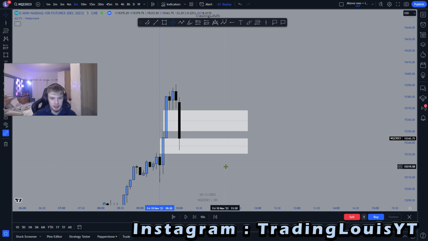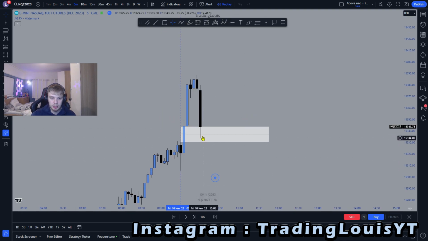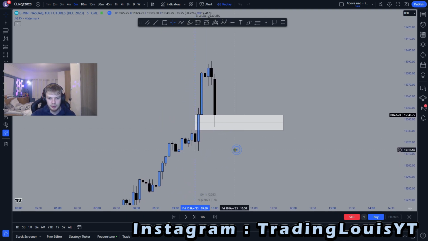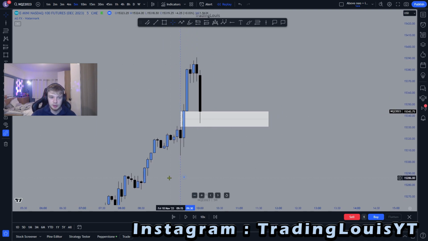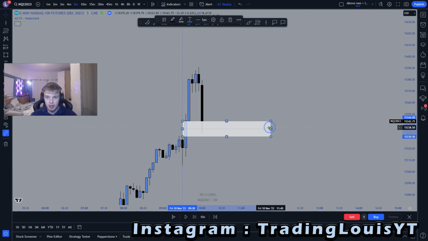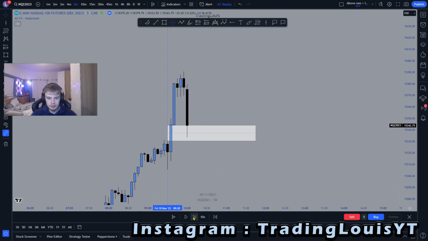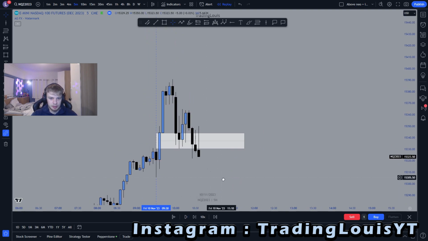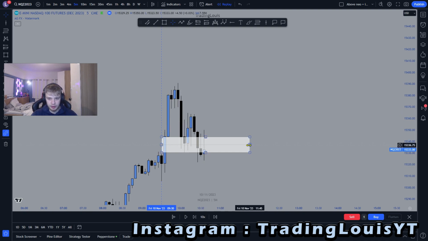So what I'm trying to say is, if you have 2 fair value gaps that are extremely close to each other, focus on the bottom fair value gap, or if we are bearish, focus on the top fair value gap. So in this case, we are bullish, so I would only be focusing on this bottom fair value gap right here. And then if we carry on playing the price, we get this inversion fair value gap.